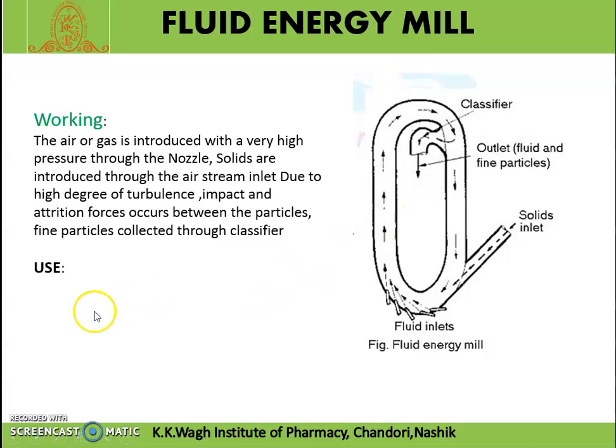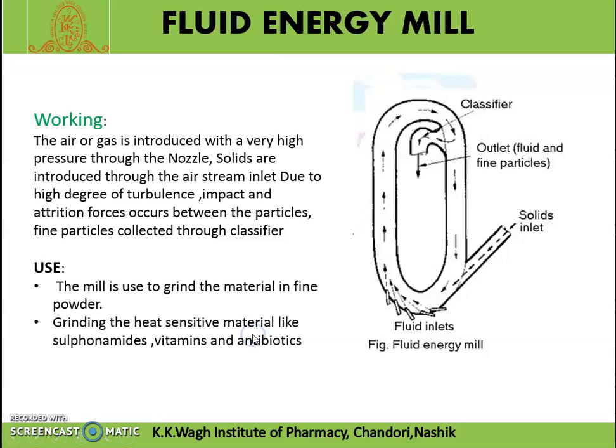The uses of the fluid energy mill are: the mill is used to grind material into fine powder. From the fluid energy mill we can get a very fine size of the material or fine size of the powder. Second, grinding of heat sensitive material. If you want to grind heat sensitive material like sulfonamides, vitamins, antibiotics, then this fluid energy mill is very useful.